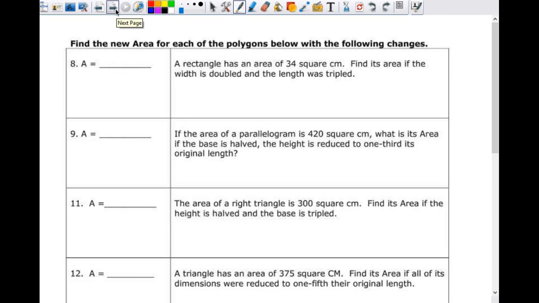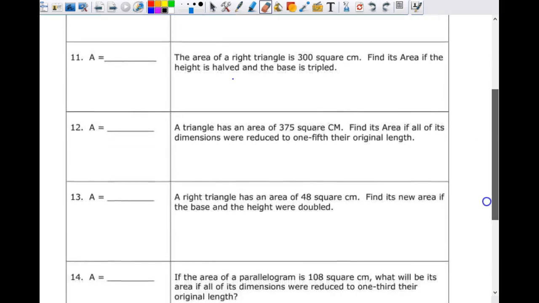Okay, let's look at this problem, number 11. Why is this weird? Well, first off, I thought the triangle formula was 1/2 base times height. Right? And we know the shortcut is 300. Let's not do this one. Let's do a different one.